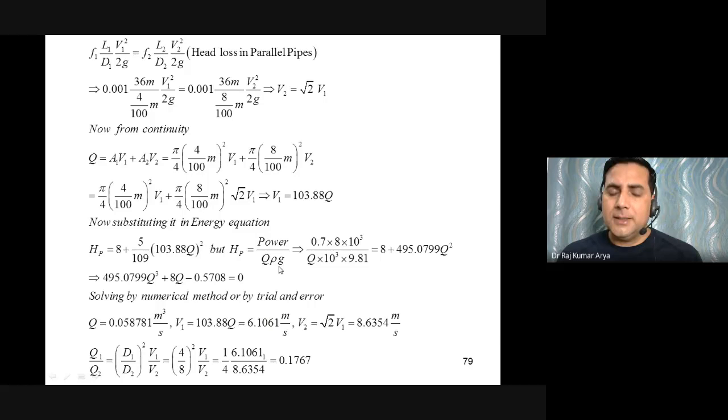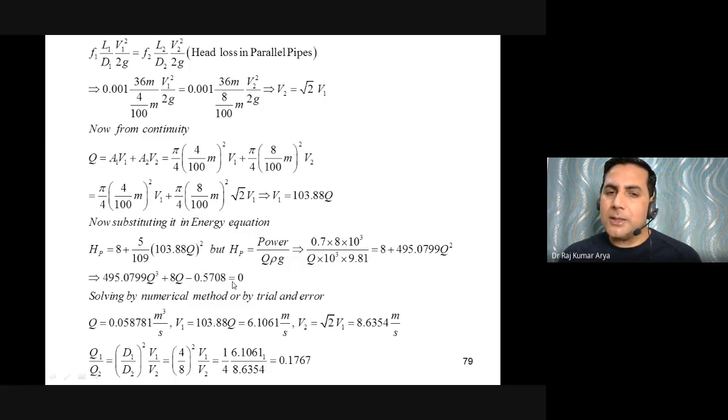So from here you got another equation for HP. This is 0.7, this is the power consumed, 8 kilowatt. Q you have to calculate. Density you know, 1000, and G is known. This is one formula for HP by doing the head balance. From the previous part, that means the energy balance. Equate the two, and you will get this equation. And finally, if you solve it, you will get it in this particular format: 495.0799 Q cube plus 8Q minus 0.5708.